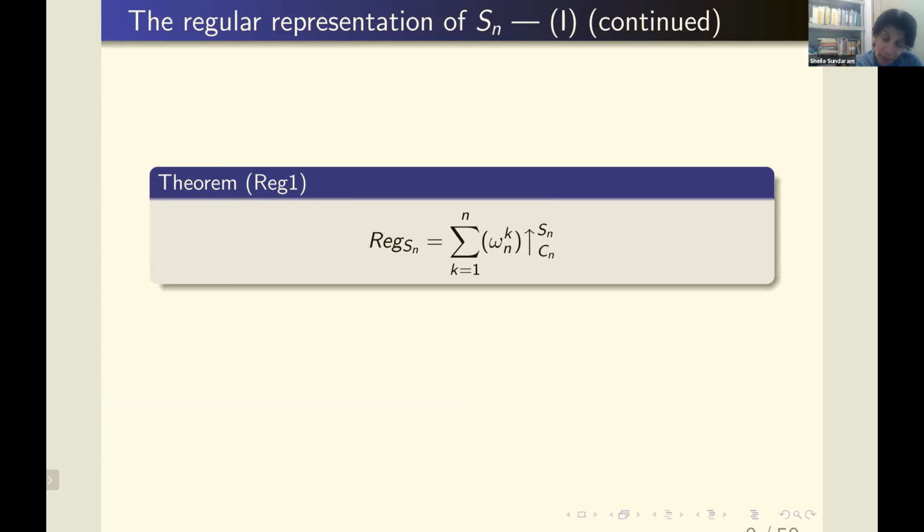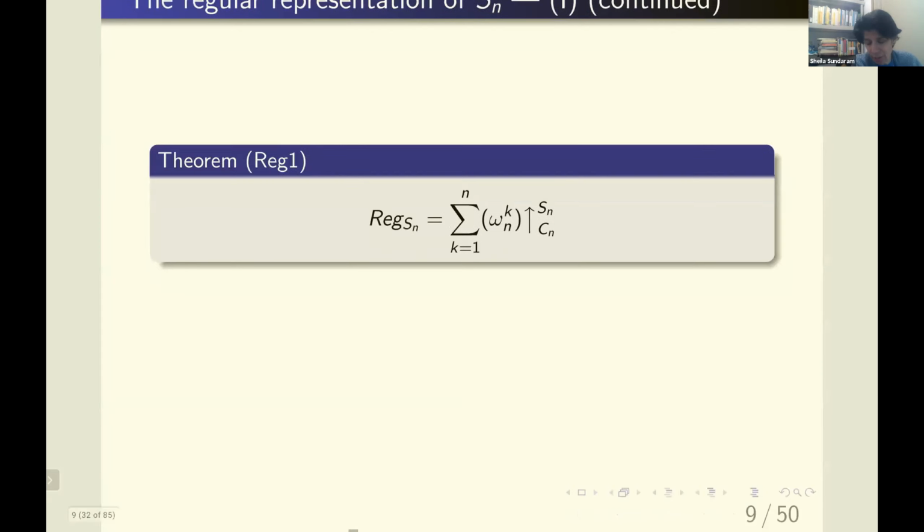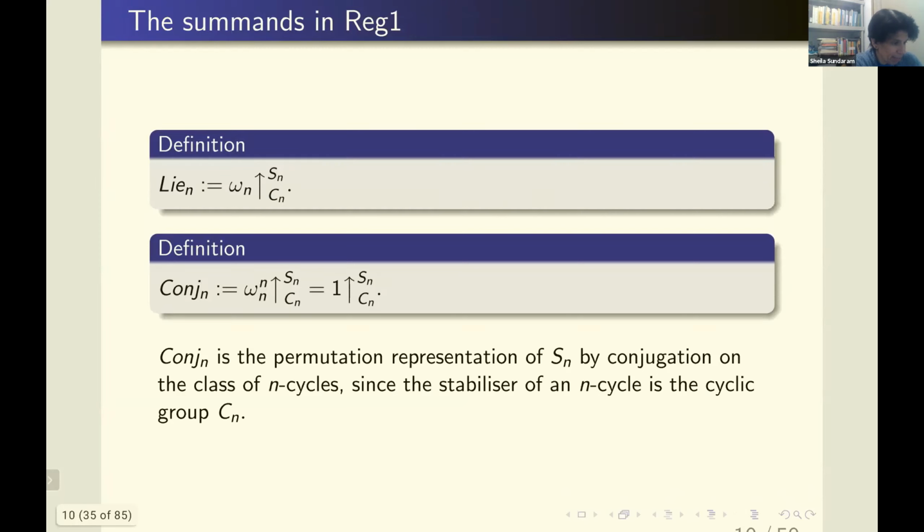So what I want to talk about is, and the literature on this is huge, the actual summands in this decomposition. The two that I want to single out right now are what I'm calling V subscript n, which is when you take just the primitive root, and conj subscript n, when you take the primitive root to the power n. In that case, you're just taking the trivial representation on the cyclic group. So the first one is a faithful representation, and the second one most certainly is not, right?